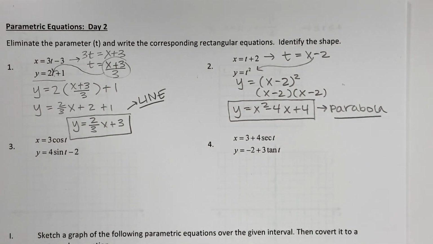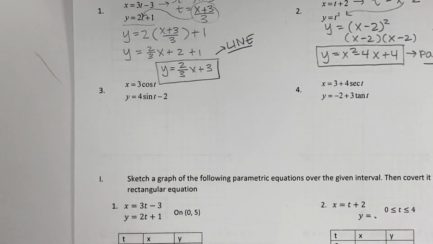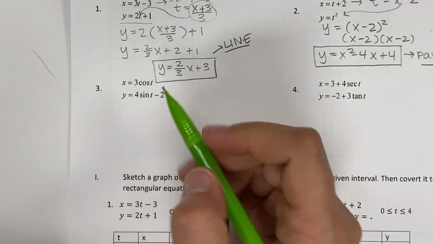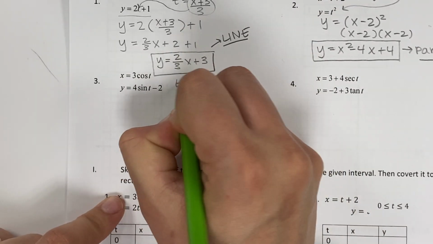Any questions so far? Great, let's look at these tricky gals on 3 and 4. So on number 3, I have that cosine and sine thing. So I know that this is either an ellipse or a circle. Well, since the number in front is not the same, I know it's going to be an ellipse.